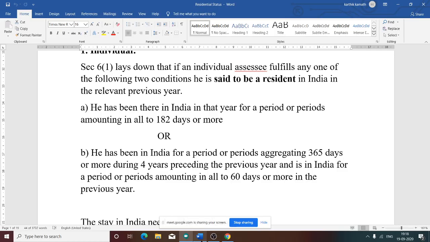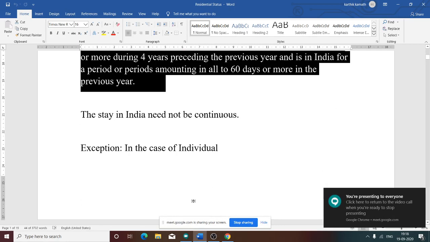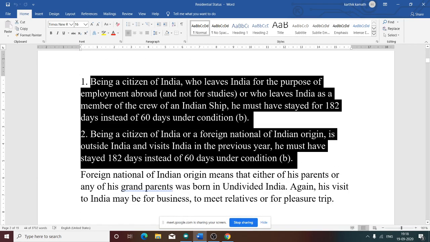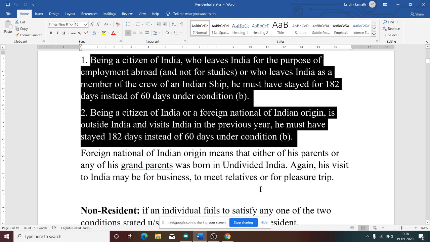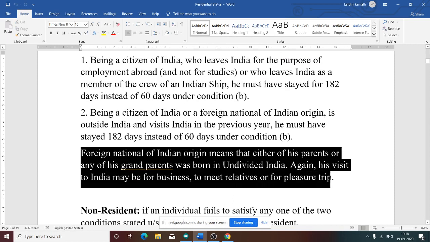So that is about the exception for individual SSE, which we have discussed now. One is for employment abroad, crew of an Indian ship, foreign national of Indian origin. As we discussed in the last class, a foreign national of Indian origin means either of his parents or any of his grandparents was born in undivided India. His visit to India may be for business purpose, to meet relatives, or for a pleasure trip.